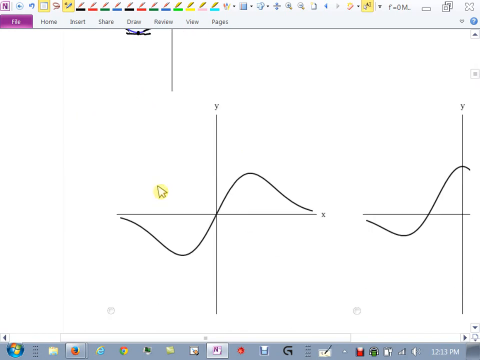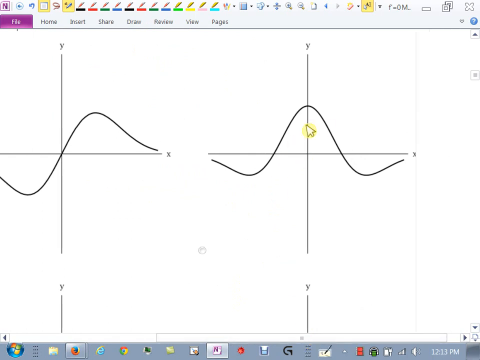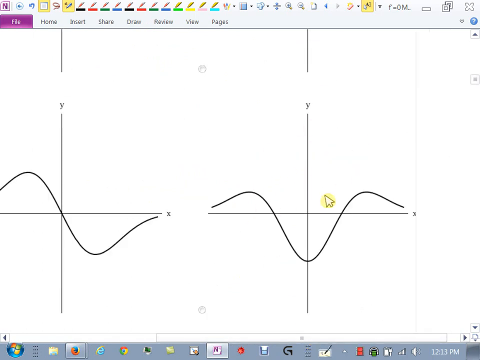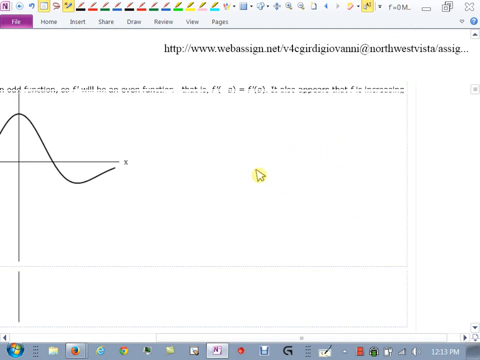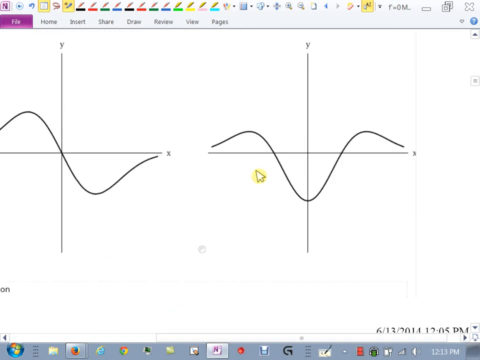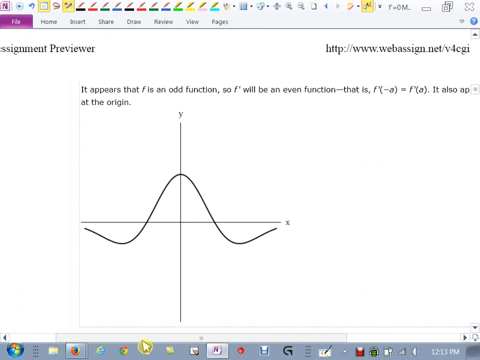Let's see what they have as options here. Can't be this one. This one looks really good. This one, no. And this one, no. So it's going to be this one right here. All right. Whoa, scrolled way too much there. Let's see if this is number 2.